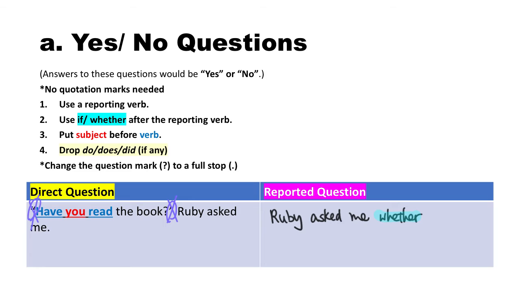After that, we put the subject first before the verb. The subject in the original direct question is you, and this you refers to me. Me is the object pronoun. We need to change it back to a subject pronoun, I. The verb in the original direct question is in present perfect tense, have read. A present perfect tense verb should be changed into a verb with past perfect tense. Had read. After that, we copy the remaining words. Don't forget that we need to change the question mark to a full stop. Ruby asked me whether I had read the book.